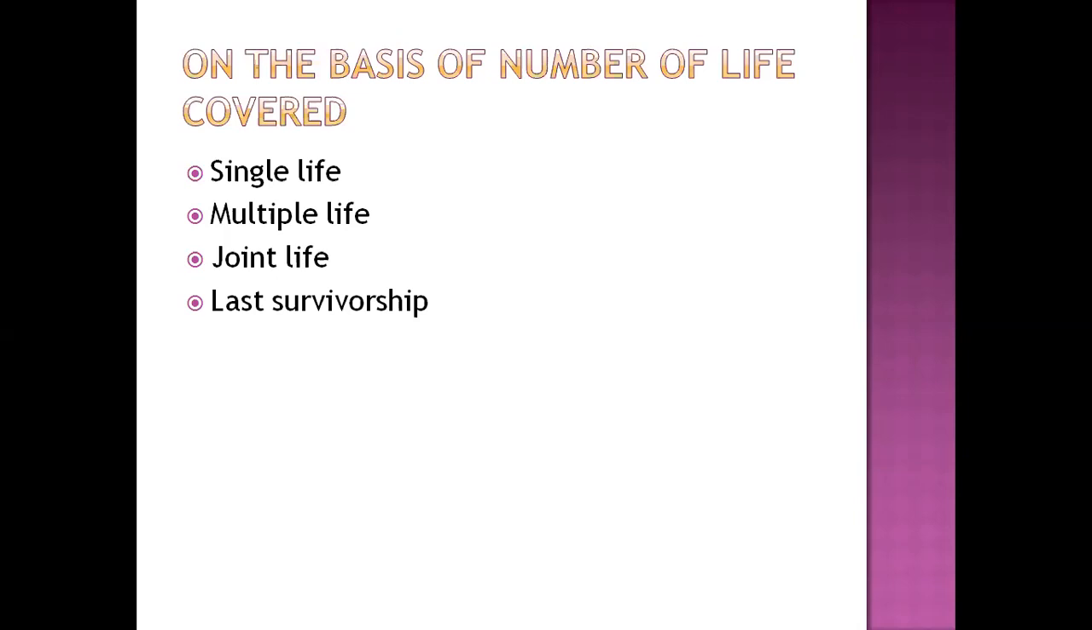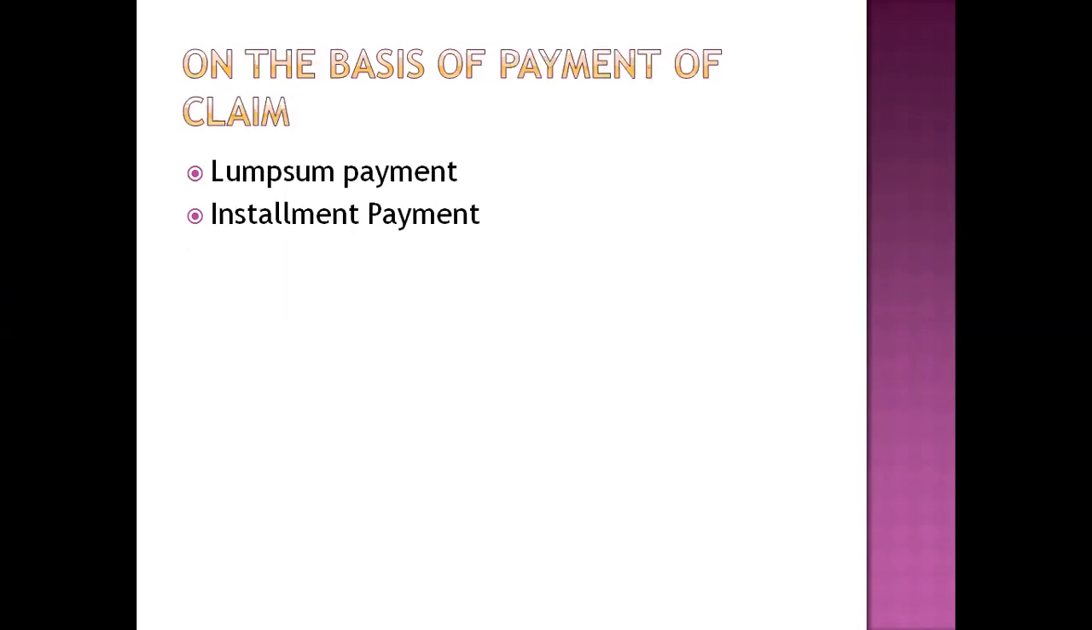Under the multiple life policy, there is the last survivorship policy. Under this policy, the amount is payable at the last death. So long as any one of the insured is alive, no payment is made. At the death of the last survivor, the company will pay the compensation to the family only, because this is the condition.